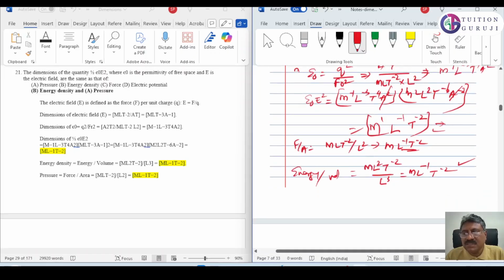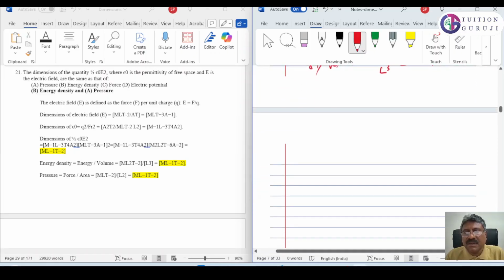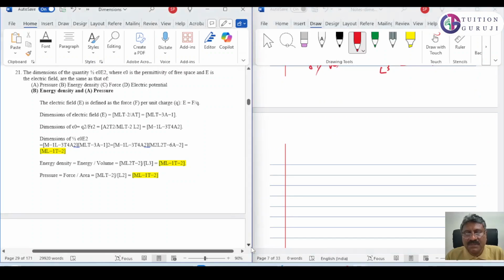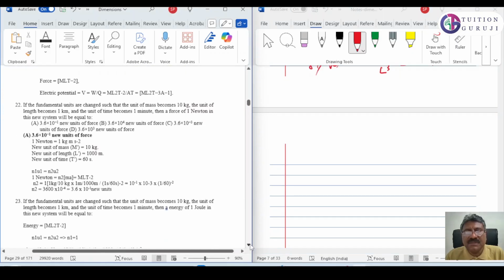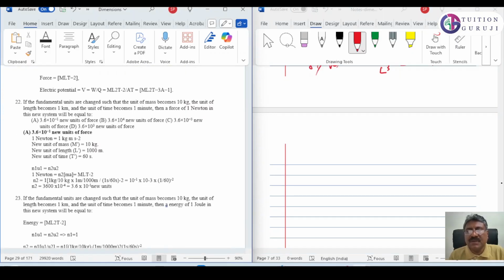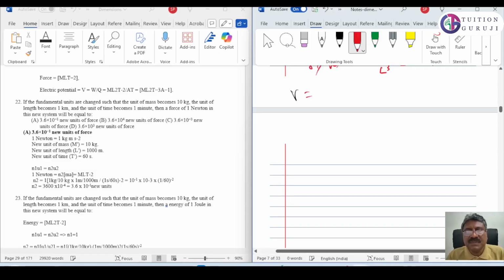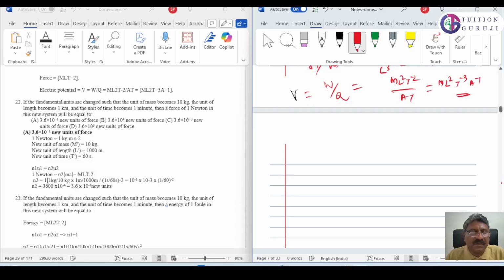Now next one we wanted to check is electric potential. Okay, so electric potential. What is electric potential? Is V. What's V? V is equal to W by Q, and W we know is m L square t raised to minus 2 divided by Q is A T. So we will get m L square t raised to minus 3 A raised to minus 1. So that is also out of question.